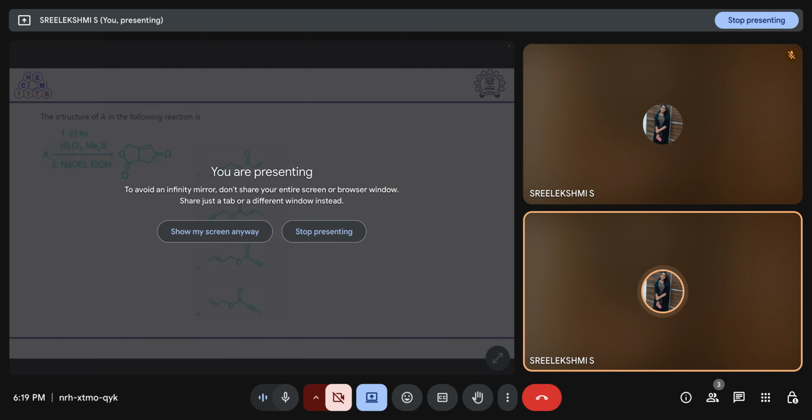Now, the next question, the structure of A in the following reaction. So, this A is subjected to three consecutive reactions. First, photochemical condition, then ozonolysis, and then treating with sodium ethoxide in ethanol. We are getting this product. So, you have to identify which is the starting material for this reaction to get this product.